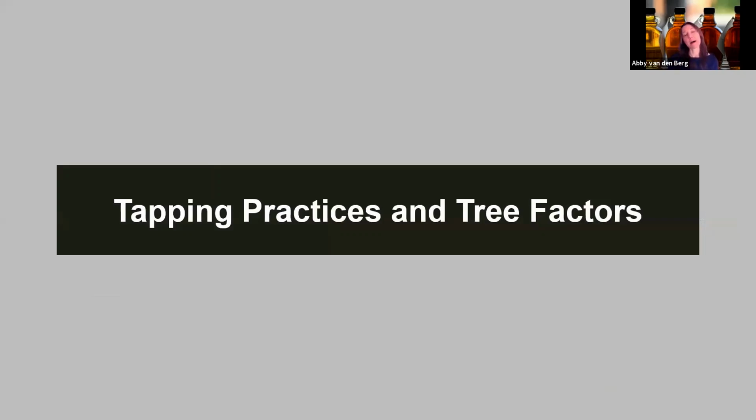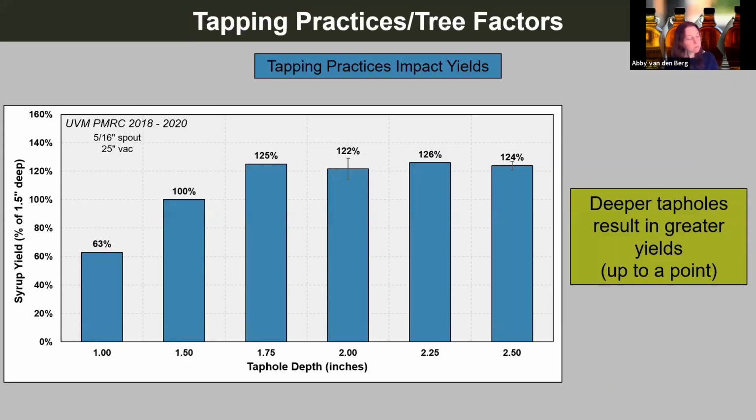So next, the category is a broad range of things under tapping practices and factors related to the tree. Some of these are no-brainers, but although they're things that we intuitively know the relationship of, it helps to have numbers on them in order for us to make better decisions.